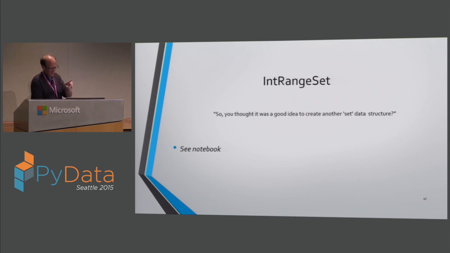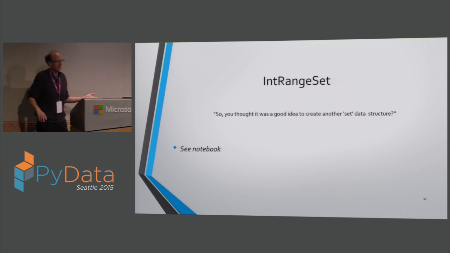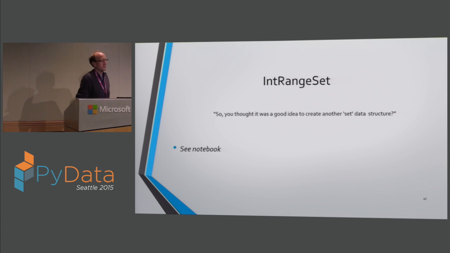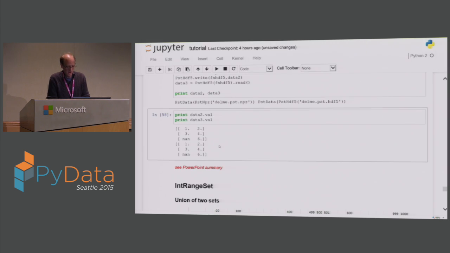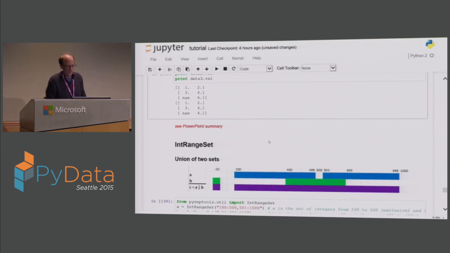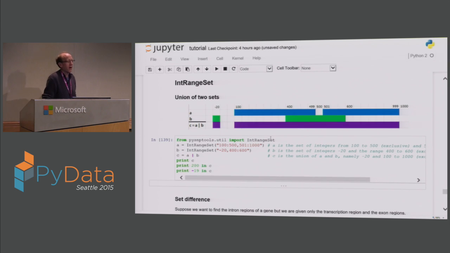Okay, this is only a few slides, but I think it's kind of fun. Here would be the rude question to ask me: why would I think it's a good idea to create another data structure for sets? Hopefully I can show that and justify it. So here's the kind of problem that I see all the time, not just with genomics data, but with any data.